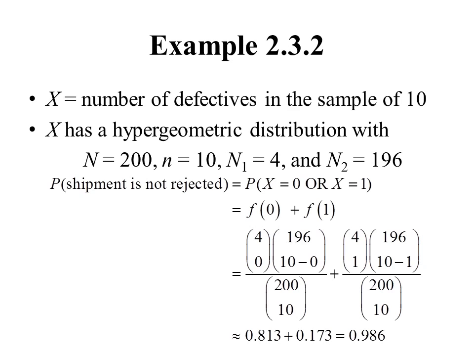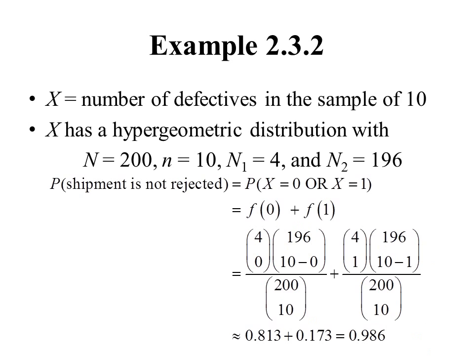So we want to know the probability that the shipment is not rejected. That's the question that's being asked. So now we think about what does that mean in terms of our random variable. Well, it's not rejected if we have 0 defectives in our sample or 1 defective in our sample. So we want to know the probability that x equals 0 or x equals 1. And so in terms of our PMF, we simply need to calculate f of 0 and f of 1 and add those two together. And so we plug in the values of our parameters, the values of x, into our PMF as shown there.